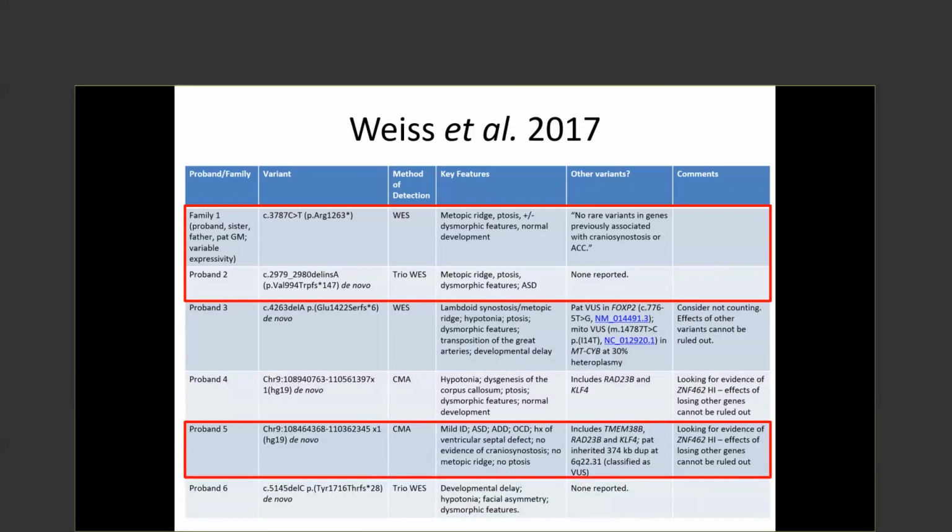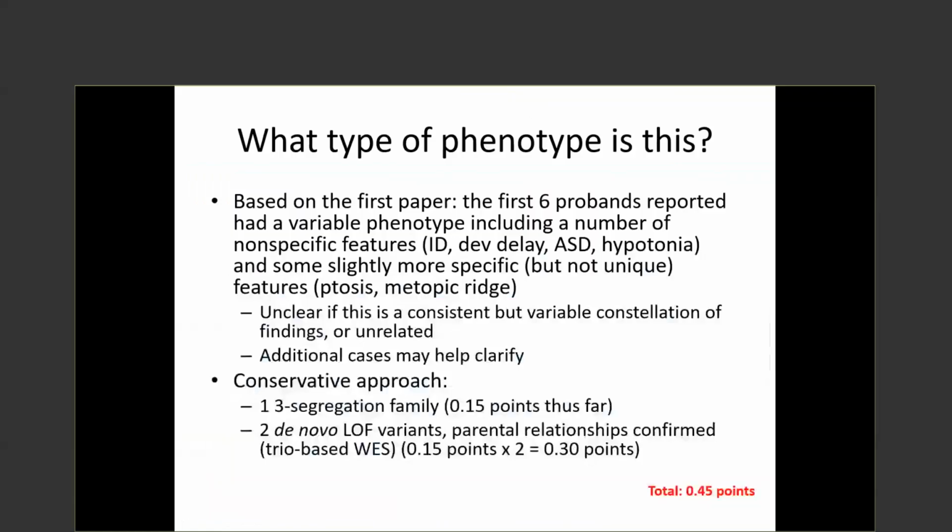We would not consider this first CMA variant from proband 4 because it included additional genes. And then the others are putative loss of function sequence variants.